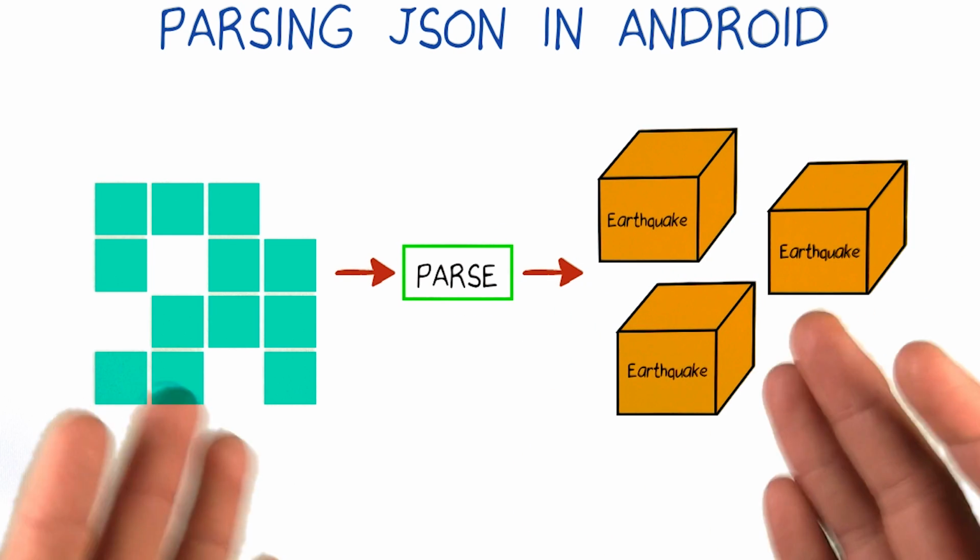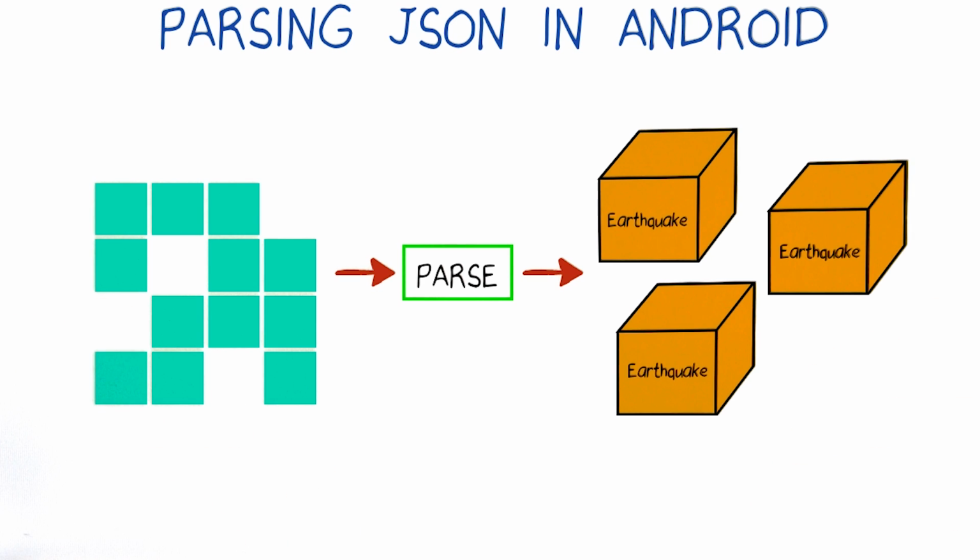Now, we know how to parse JSON in our heads by identifying the key value pairs and traversing them, but we need to learn how to apply that same process in our Java code. So let's talk about it.